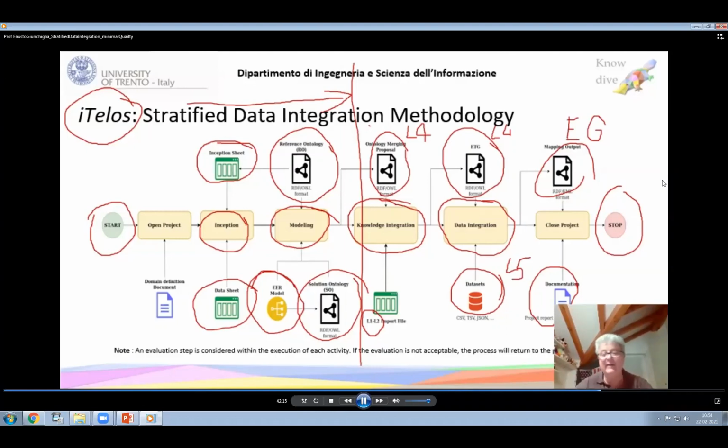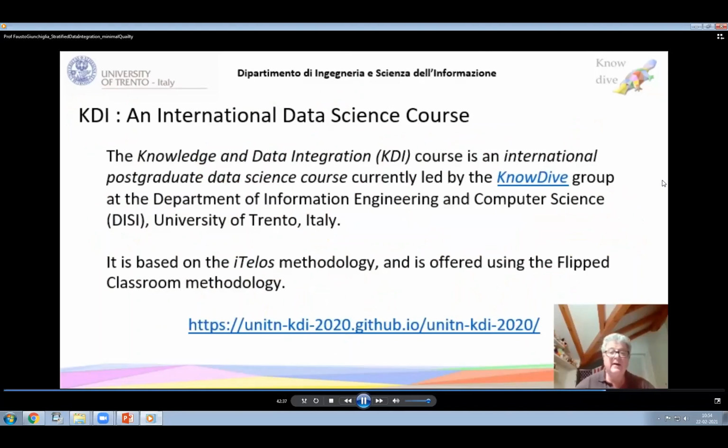I hope that I succeeded in giving a general idea of why and how this stratification of the semantic heterogeneity in 4 layers gives us a general principled approach to how to integrate different data. Of course, I did not get into the details.